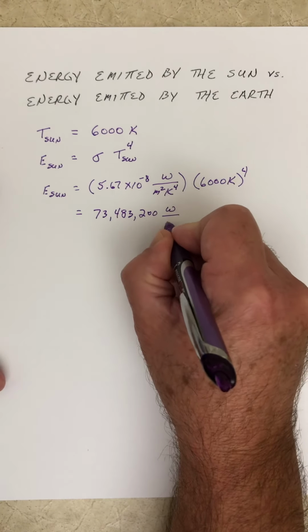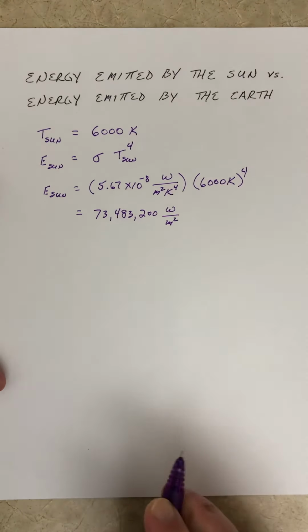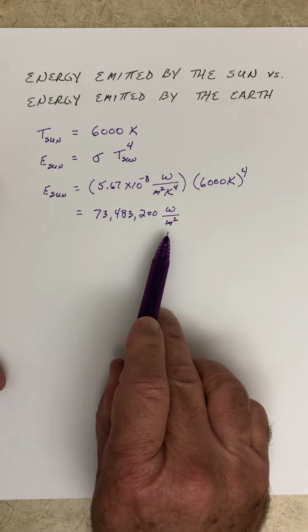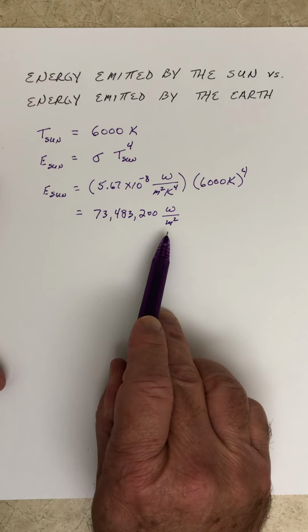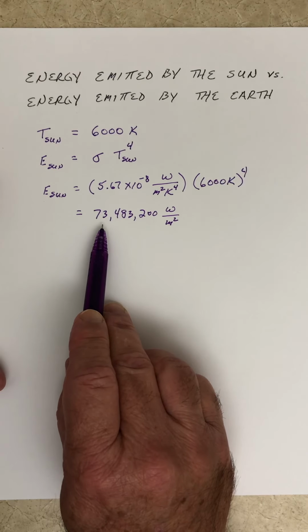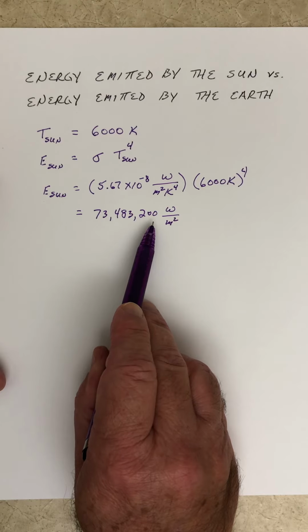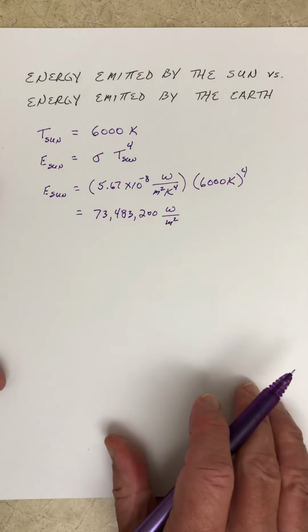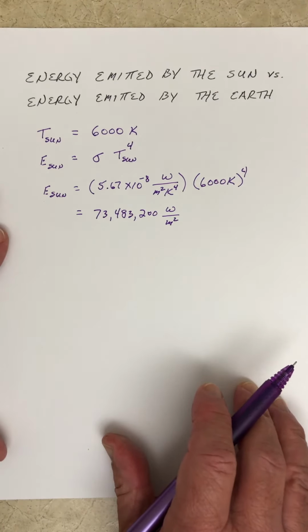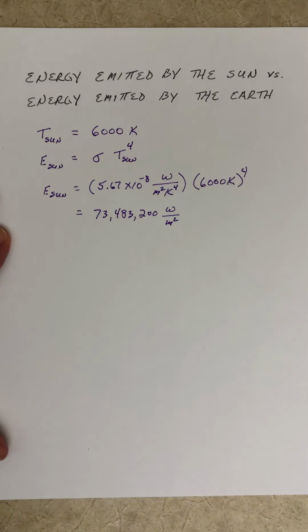watts per meter squared. What this is telling us is that for every square meter of the sun's surface, it is emitting 73,483 watts of energy. That is a lot of energy, especially compared to the Earth.